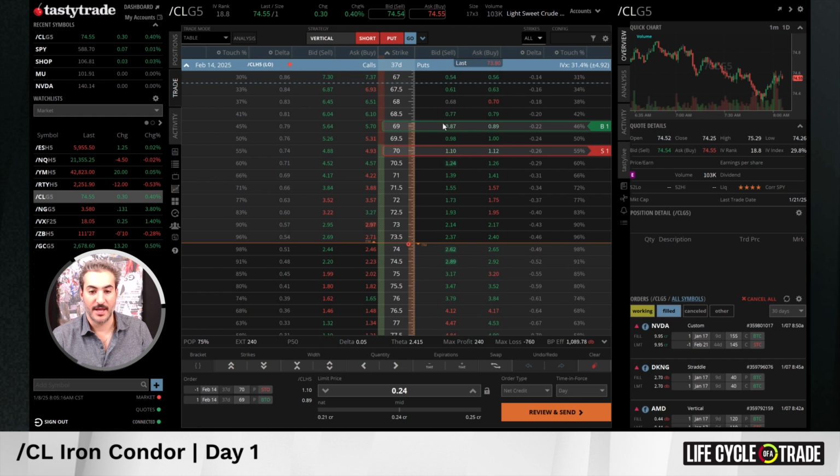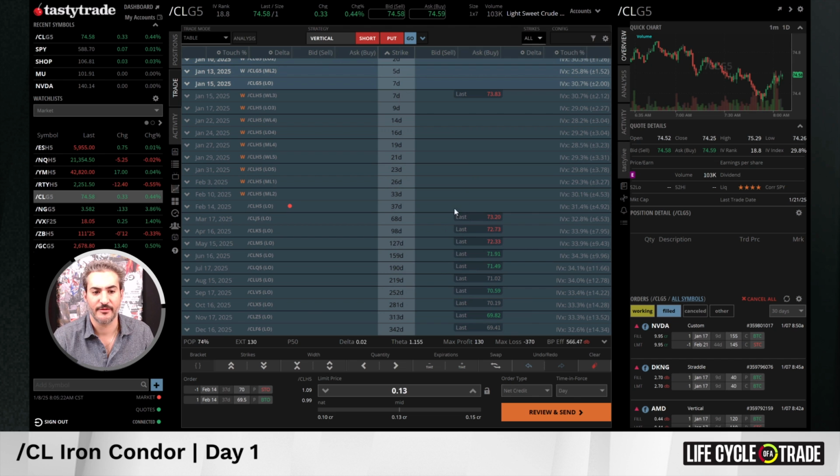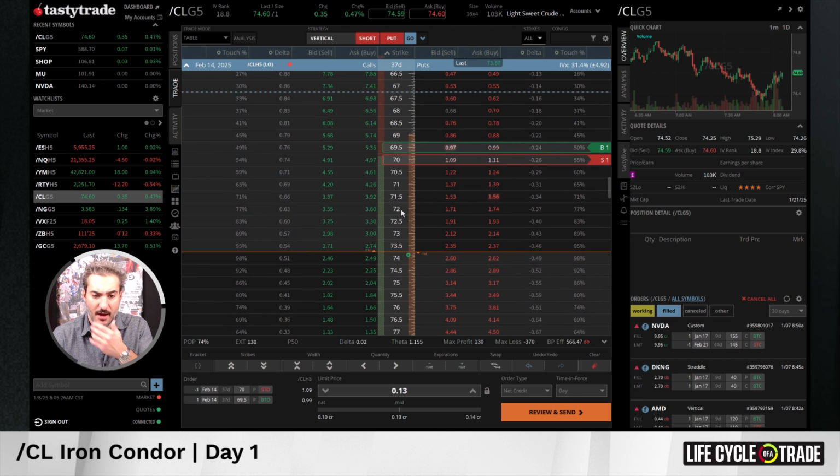They do have half strikes here. So we went to the 37-day expiration. Of course, there are many different expirations that you can trade, just like stock options. But they do have half point wide spreads, so you can get even smaller if you wanted to here.